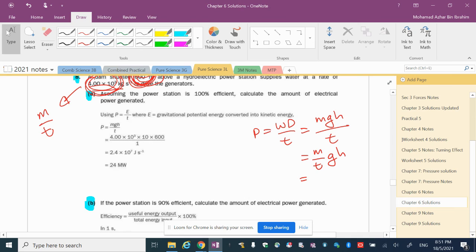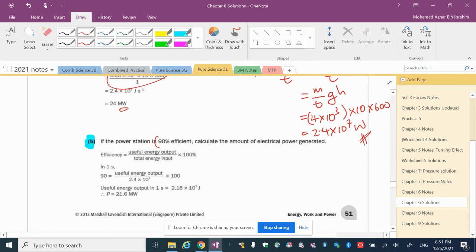This is equivalent to 4 times 10 to the power 3, which is the amount of mass passing by per second, times 10, times the height, which is 600, which is what they did here. Then you get the answer as 2.4 times 10 to the power 7 watts, which they then converted to megawatts, but not necessarily at O level. You can just leave your answer in standard form like that. So if it's 90% efficient, then you just take this value times 90%. Not so difficult. So 2.4 times 10 to the power 7 times 90 over 100, and you will get this answer.